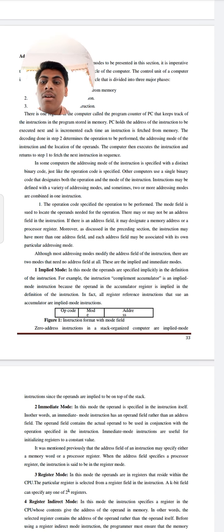Different types of addressing modes: implicit addressing mode, implied addressing mode, direct addressing mode, indirect addressing mode, register addressing mode, register indirect addressing mode, auto increment and decrement addressing mode, stack addressing mode, and displacement addressing mode. Displacement addressing mode again has three categories: relative addressing mode, base register addressing mode, and indexed addressing mode.